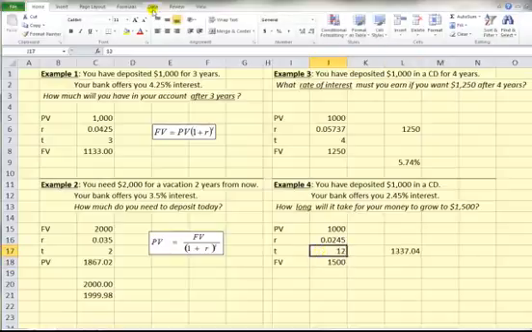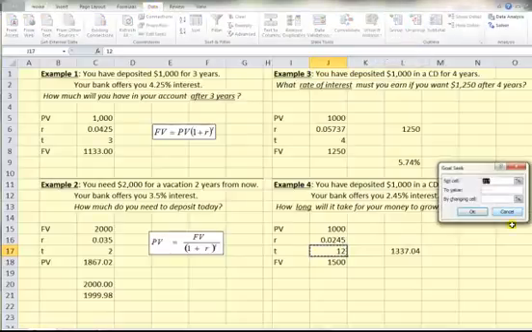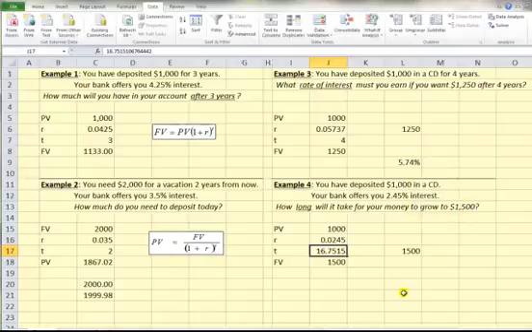Let's get Excel involved. Data, what if analysis, goal seek. We want this cell to have a value of $1,500, and this time we want time to be changed. And Excel says you need a little more than 16 3/4 of a year. Again, when you write your answer, please say approximately 16.75 years.